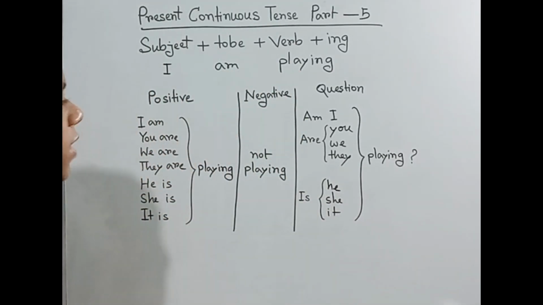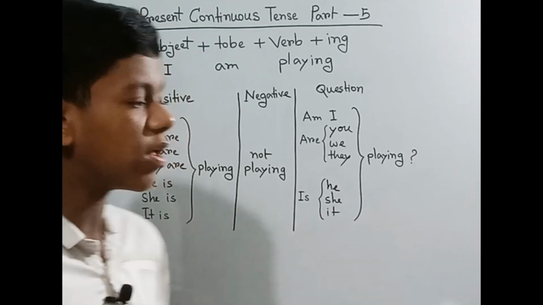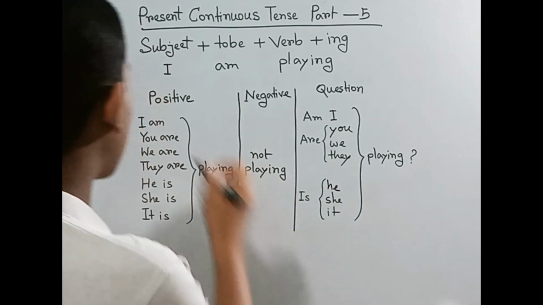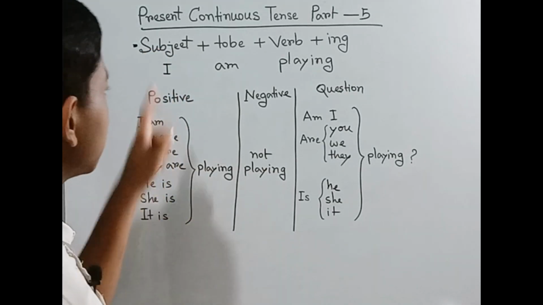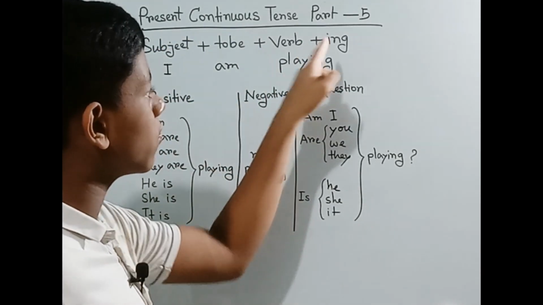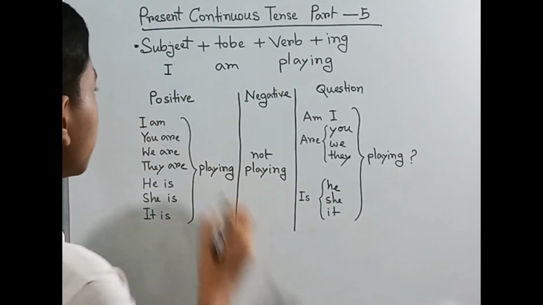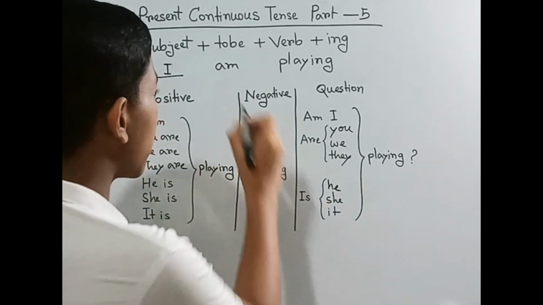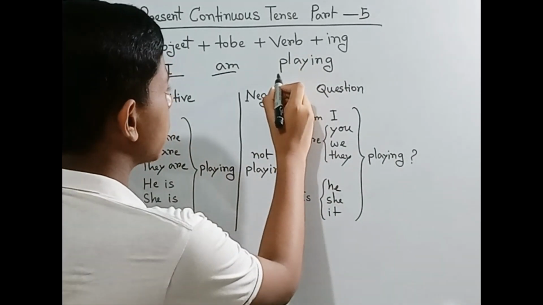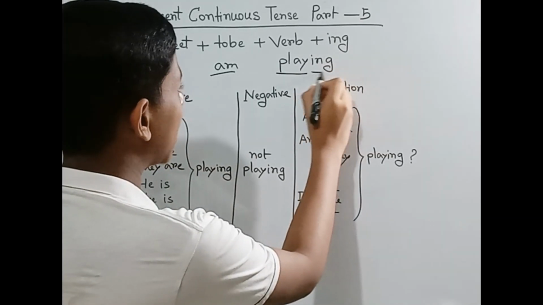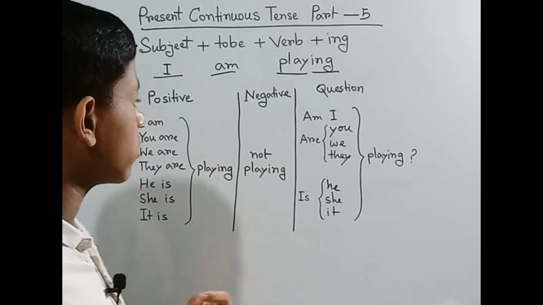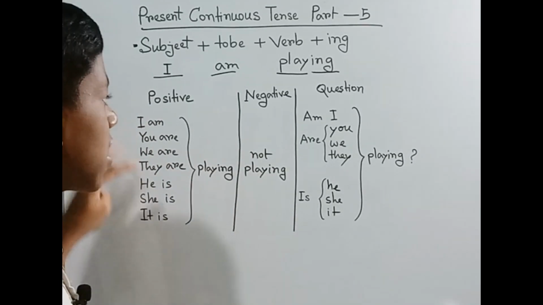So here, if we talk about how to use the present continuous tense, we have to keep one structure, and this is subject plus to be plus verb plus ing. So here my subject is I, and then the to be verb is am, the main verb is play, then I have simply added the ing here. So next, follow the following sentences.